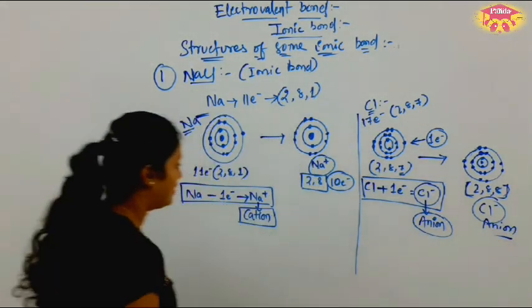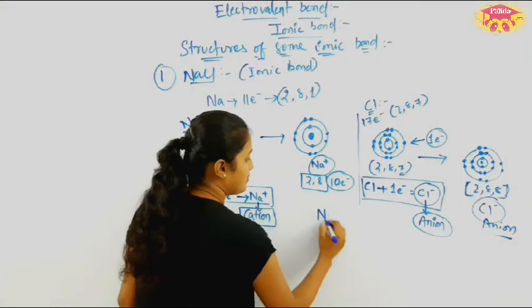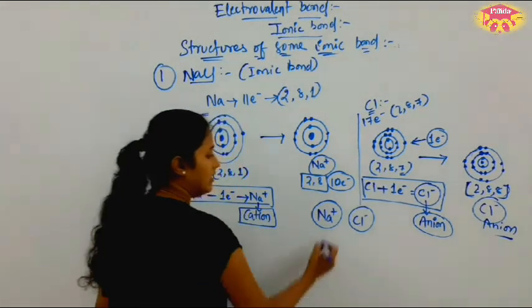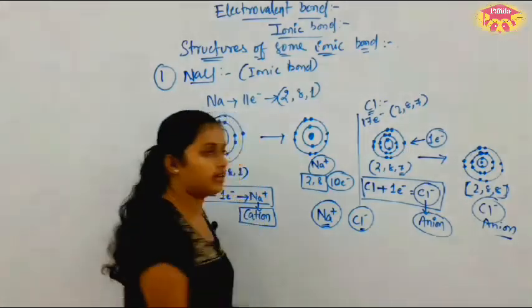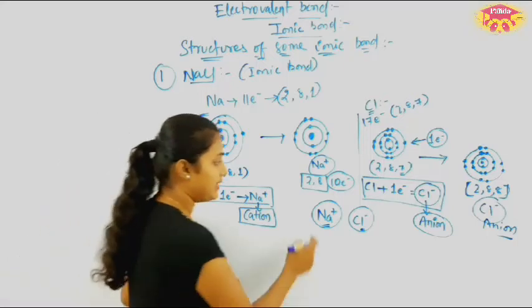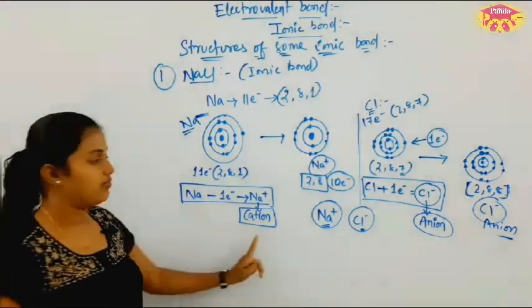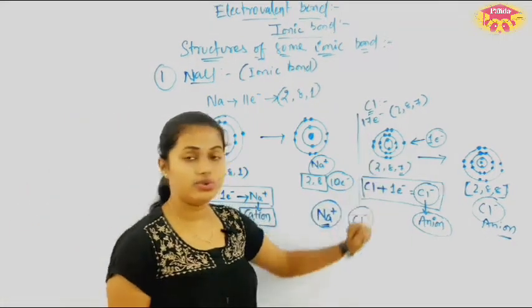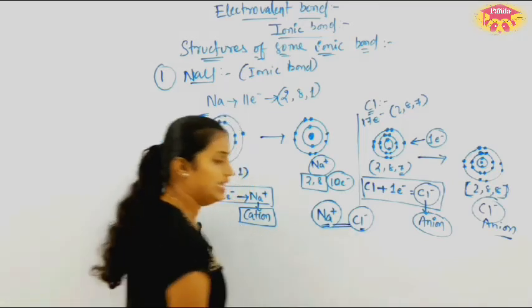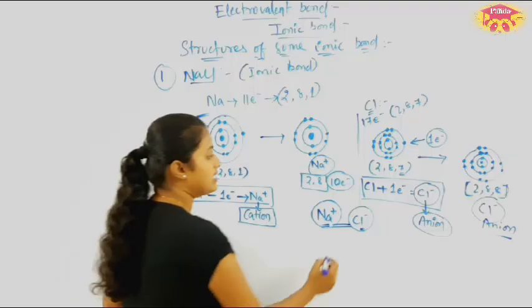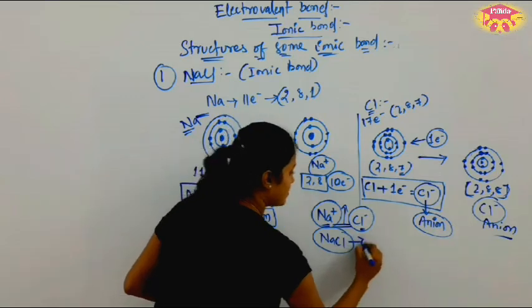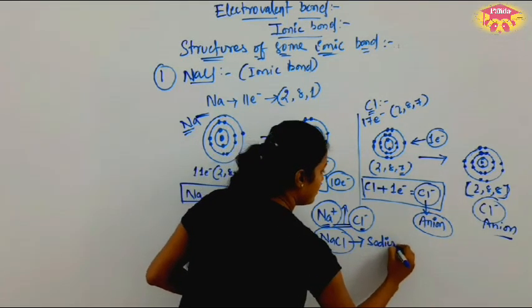So now we get sodium as cation and chlorine as anion. So it fulfills all the conditions: it has low ionization potential, so it easily forms a cation. It has high electron affinity, so it forms an anion. Now the electronegativity difference between them is higher, so this easily forms a compound NaCl, which is known as sodium chloride.